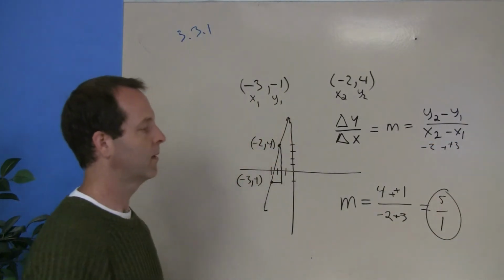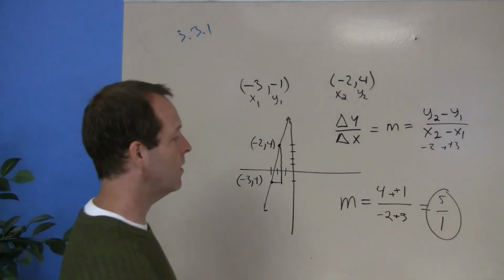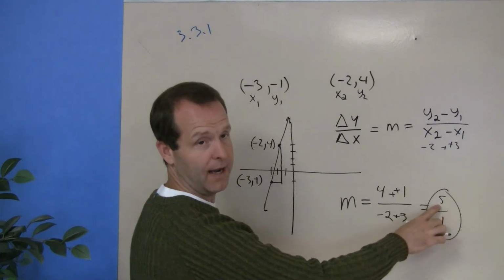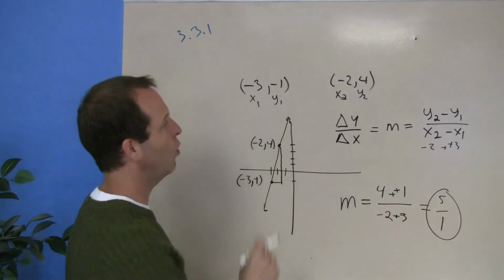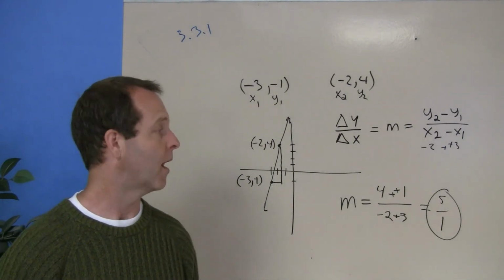So I have a slope of 5/1, or a rise. For every 1 unit of run, I rise up 5. So these 2 points, the slope of a line that goes through those 2 points is said to have a slope of 5.